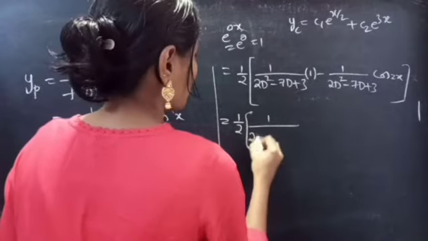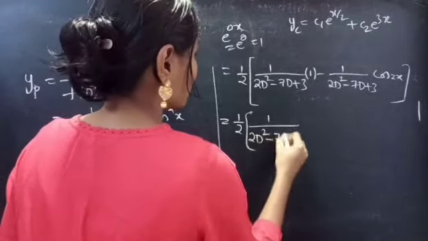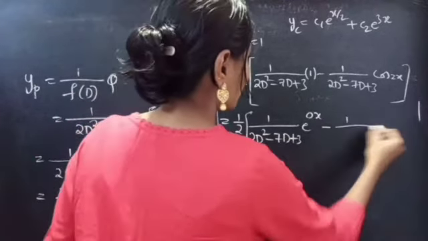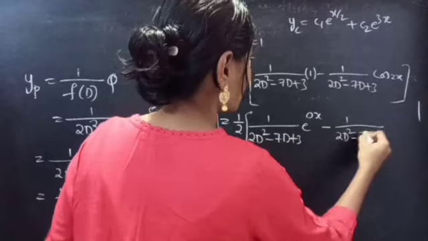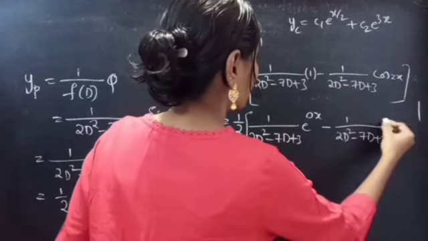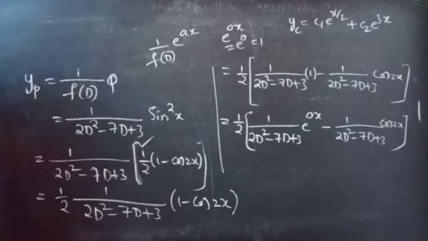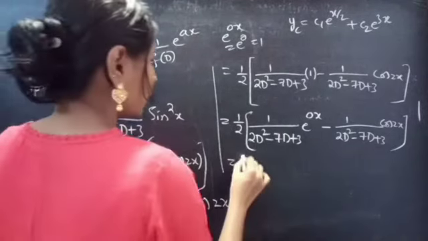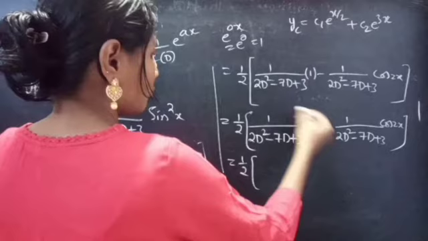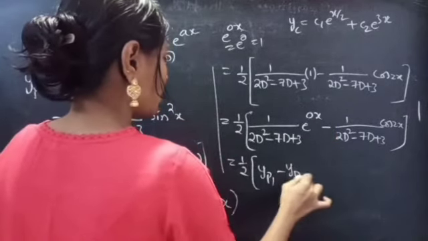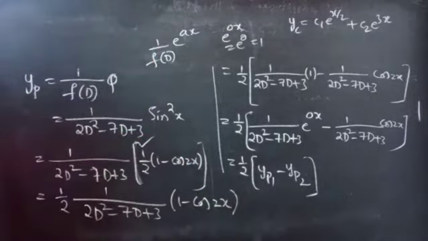We'll get 1 by 2D square minus 7D plus 3 into e power 0x minus 1 by f of D, 2D square minus 7D plus 3 into cos 2x, right? If you want, you can name the first term as yp1 and the second term as yp2 and find yp1, yp2 separately.